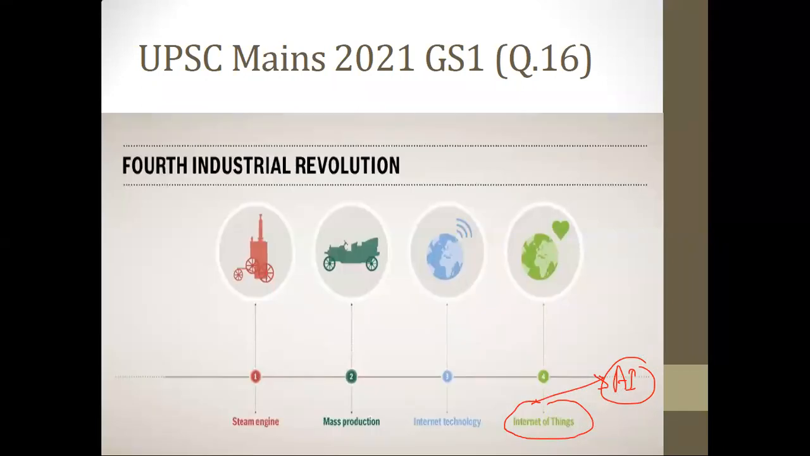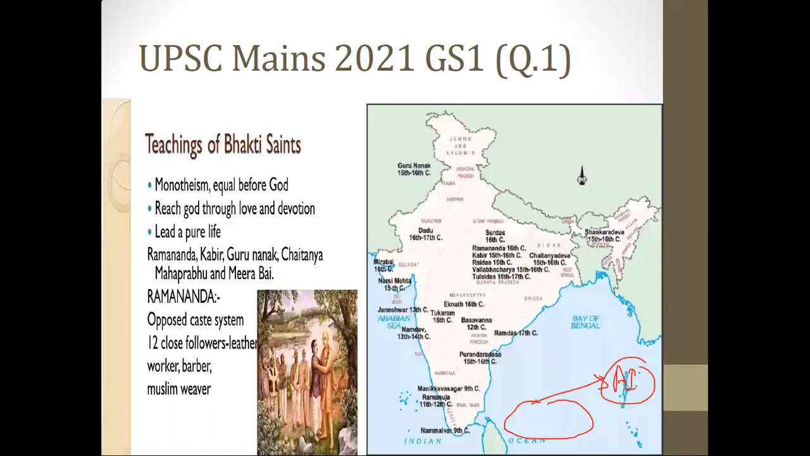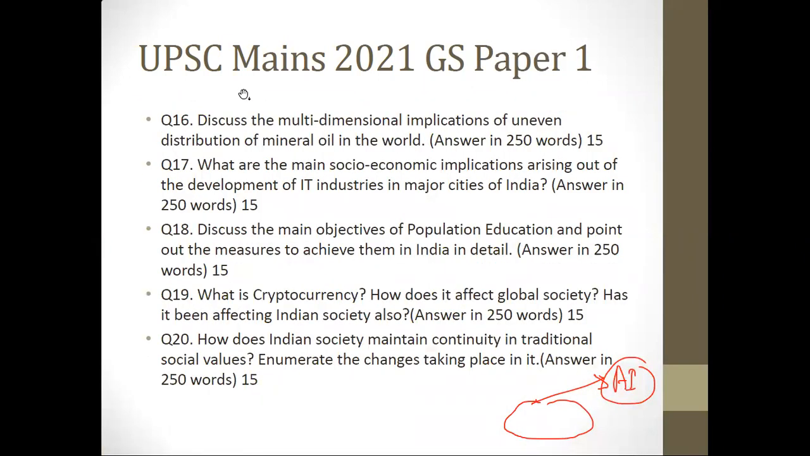Implications. What are the implications? Let's go back to the question and see each word very carefully. Each word has a meaning. So socio-economic implications arising out of developments in major cities. If you want, you can divide it into economic implications and social implications, or if you want to write together, you can do that.